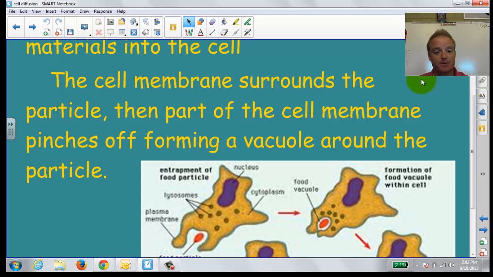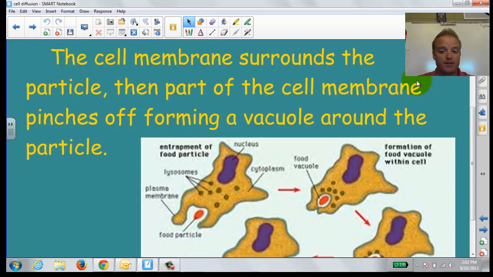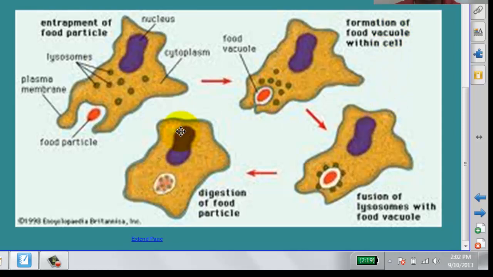So what happens here, the cell membrane surrounds the particle, then part of the cell membrane pinches off, forming a vacuole around the particle. And so in our picture down here, there's that maybe food particle, or again, if this is a white blood cell, this could be one of the invaders, and so it surrounds the food particle. Our next step is it makes a food vacuole, engulfs it, surrounds it.